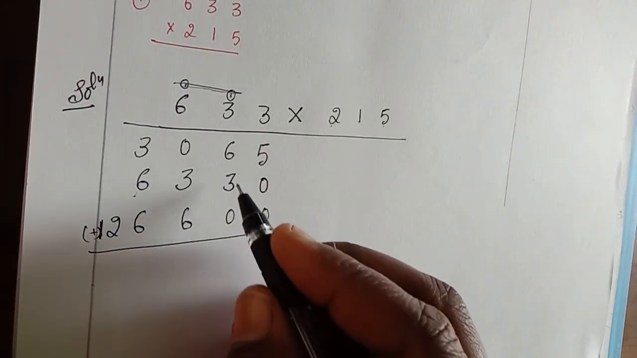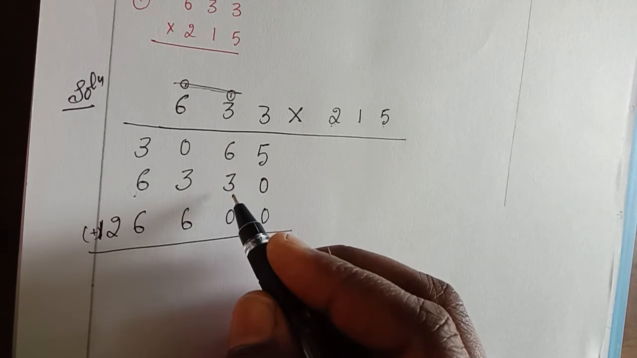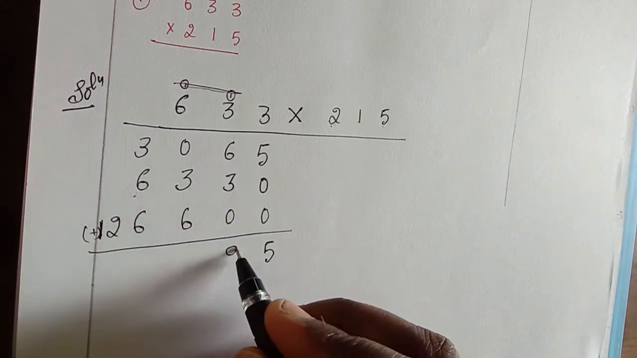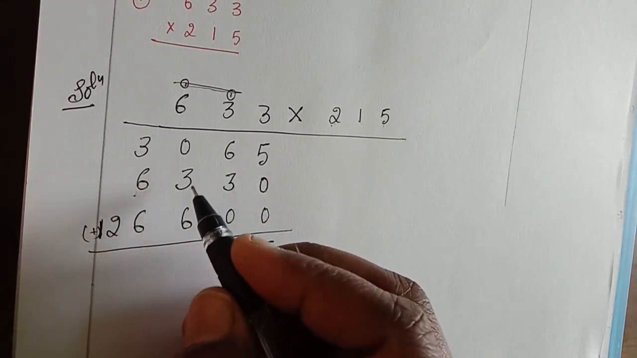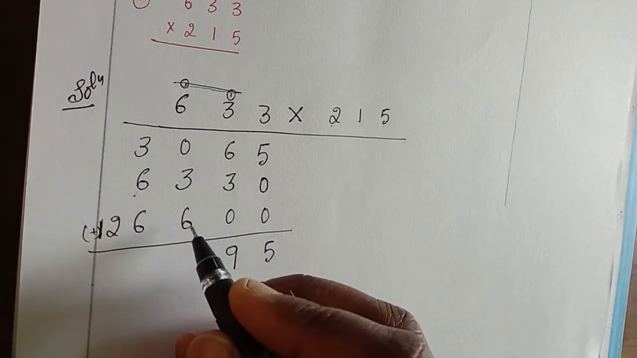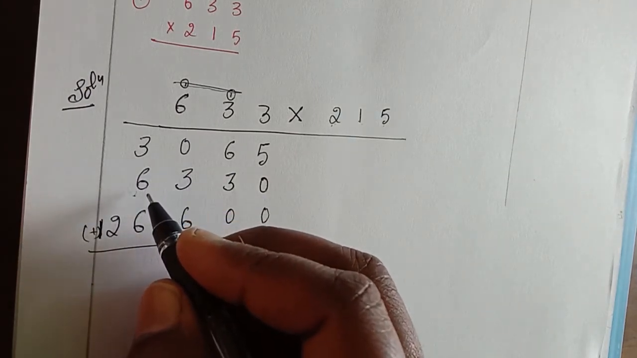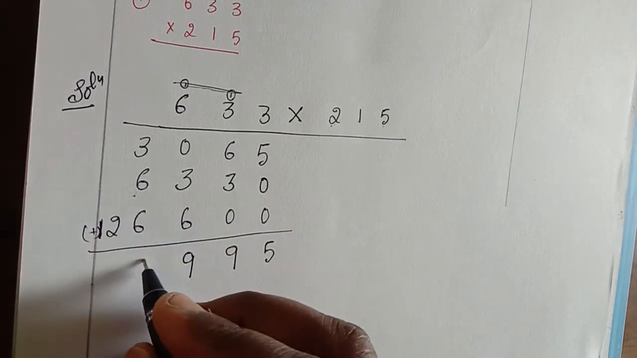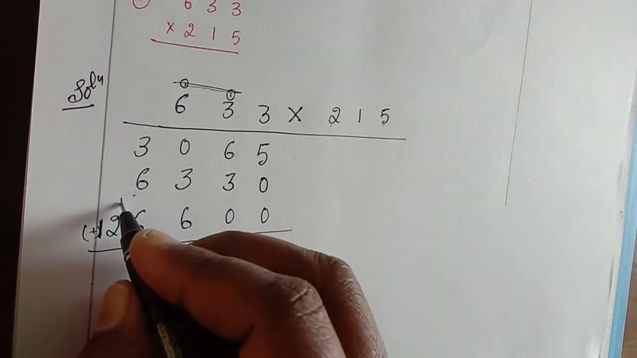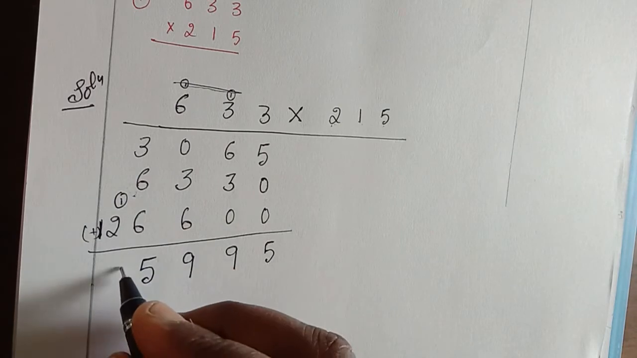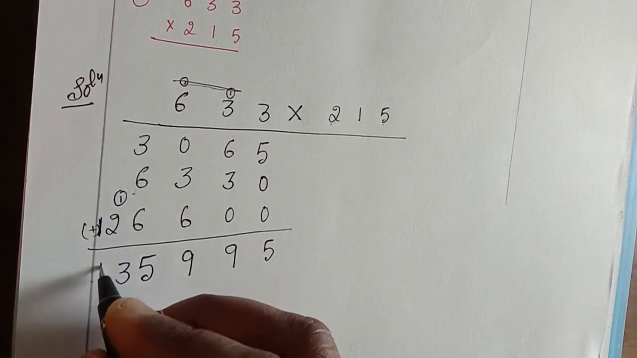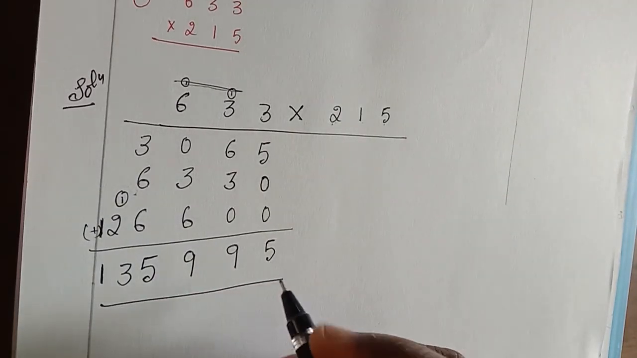5. 6 plus 3 is 9. 9 plus 0 is 9. 0 plus 3 is 3. 3 plus 6 is 9. 3 plus 6 is 9. 9 plus 6 is 15. 5 write and 1 carry. 2 plus 1 is 3. Here 1. So this is the product.